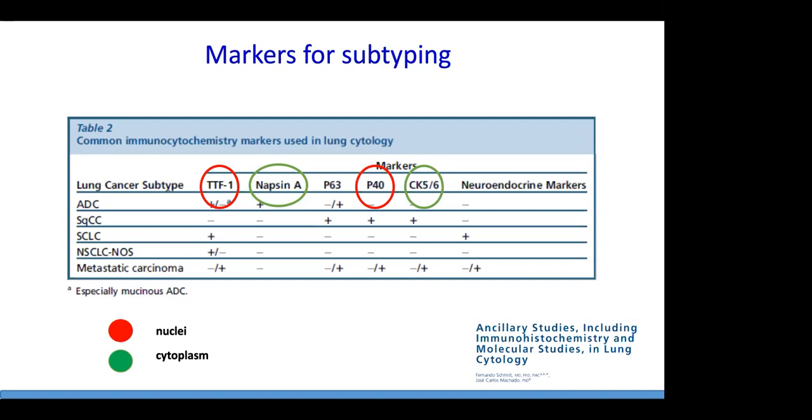And then you have the second line markers, for example, napsin A for adenocarcinoma and cytokeratin 5/6 for squamous cell carcinoma. Important, look for the clone. So for TTF1, this clone, AG7G31, is more specific, although less sensitive.